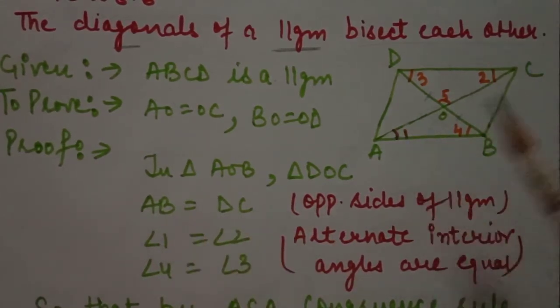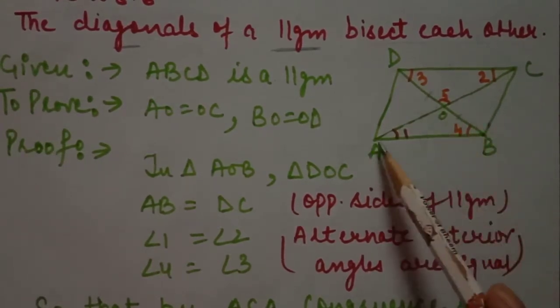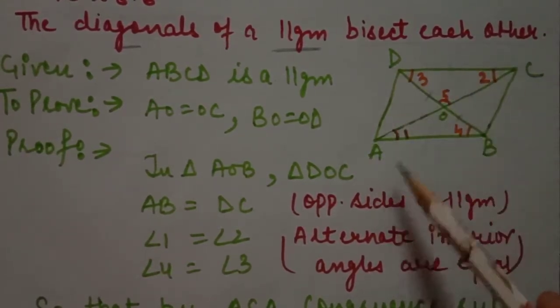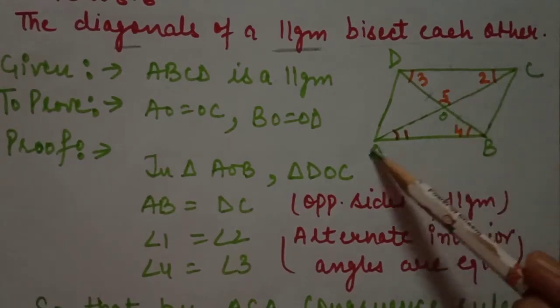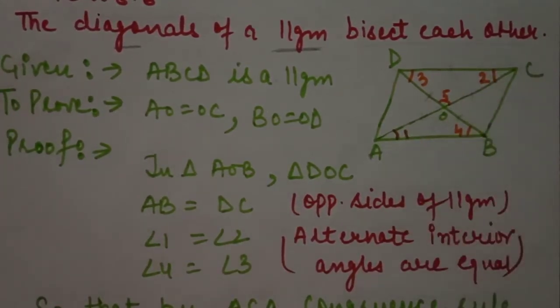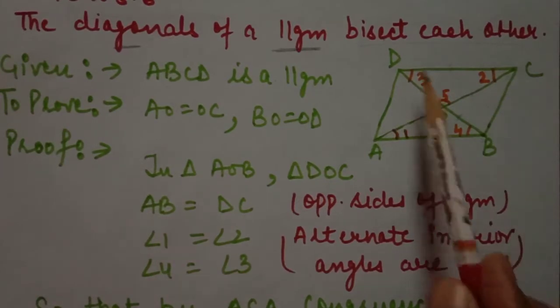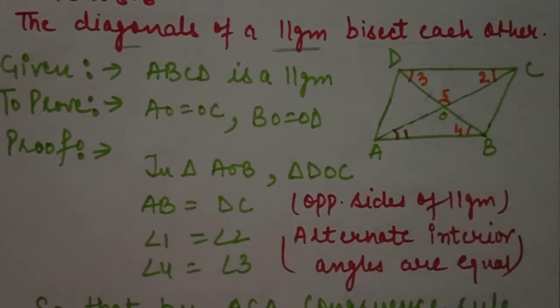Second, angle 1 and angle 2 are equal to each other. Why? Alternate interior angles are equal, because ABCD is a parallelogram. In a parallelogram, opposite sides are parallel. If these two sides are parallel, then AC is a transversal for them, so angle 1 and angle 2 are a pair of alternate interior angles. Similarly, if these two sides are parallel, then DB is also a transversal for them. Then angle 3 is equal to angle 4 with the same reason, alternate interior angles.